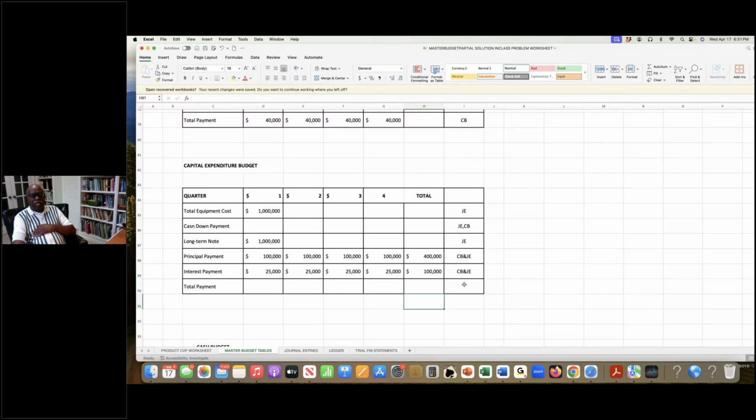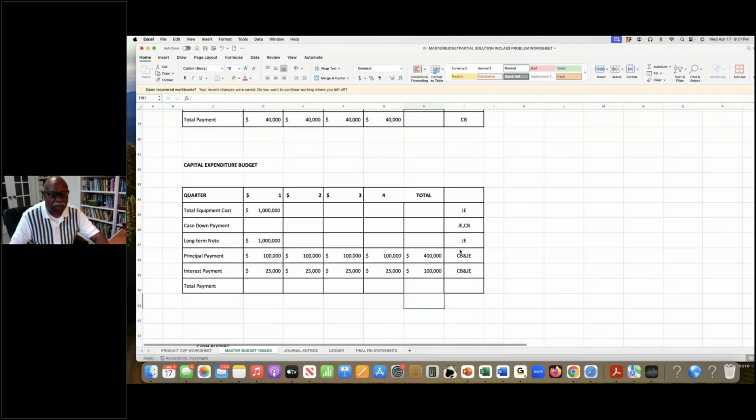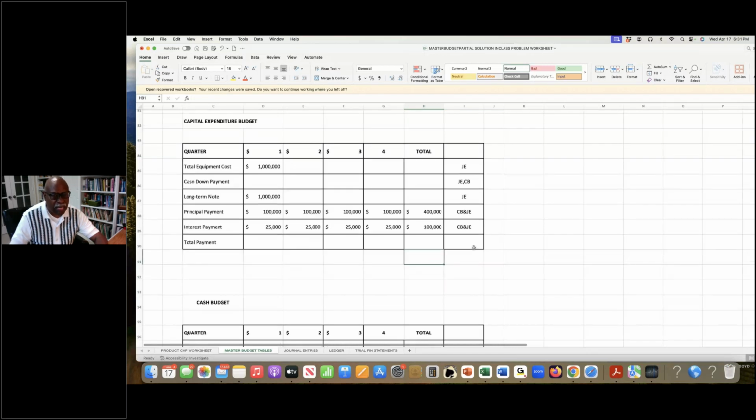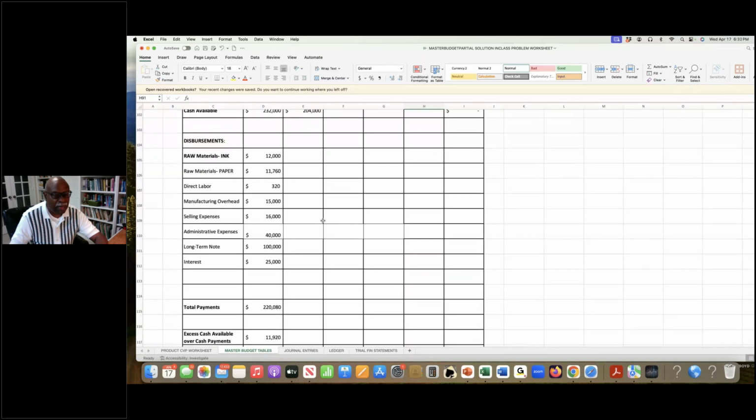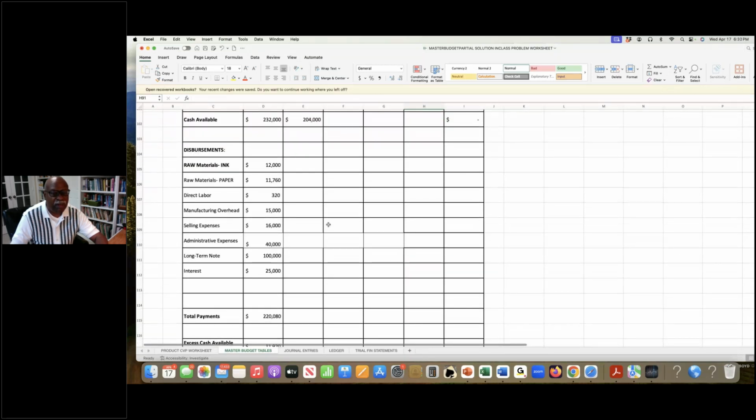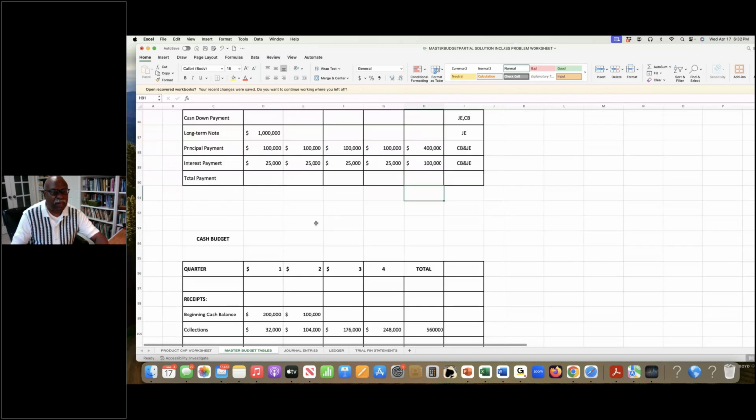We see CB, cash budget. So what that means is that, first of all, these numbers go on the cash budget. Now I put the first quarter on here. And so what I need to do is to put the remainder of them on here. So I can come in here, if I can just do this.